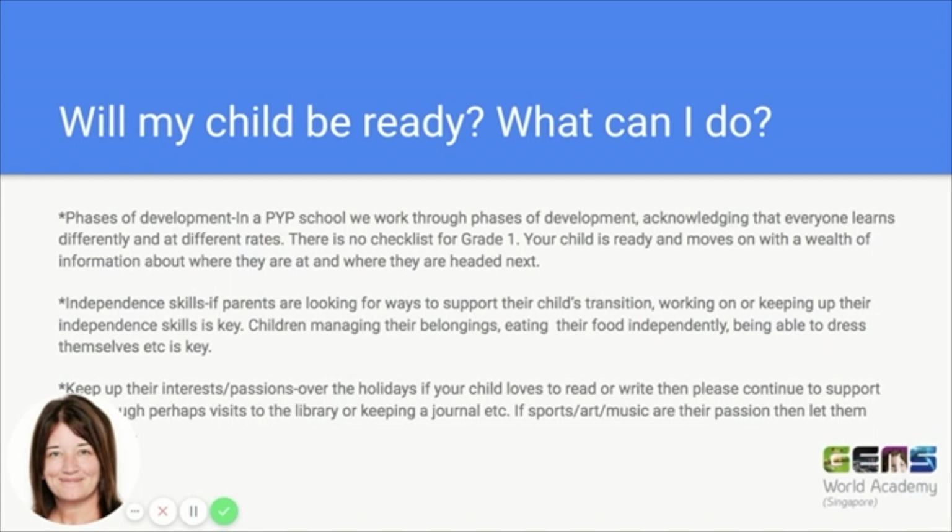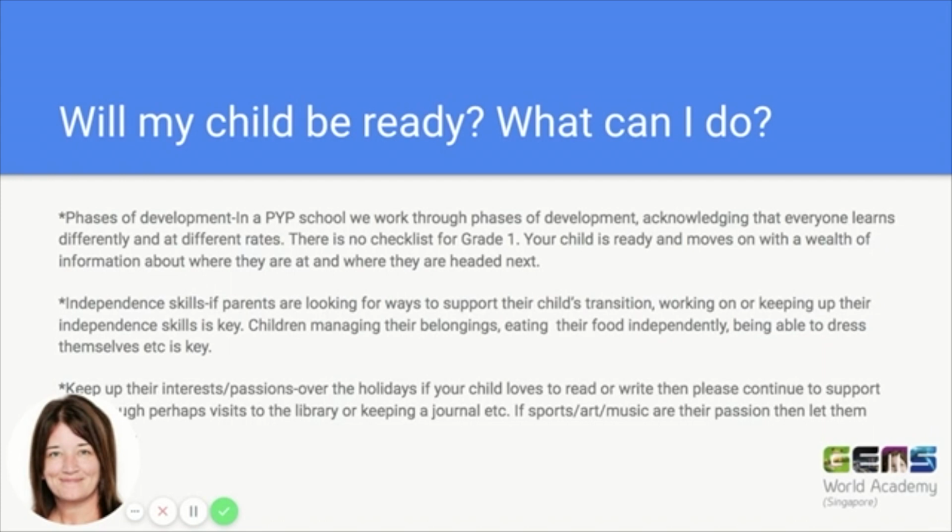Your child is ready to move to Grade 1. If they were not, you would have had a conversation with your class teacher already. And your child moves on, as I said, with a wealth of information about where they're at and what their next steps are for success.